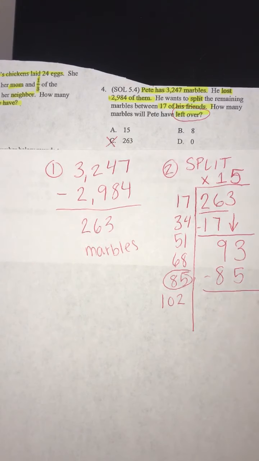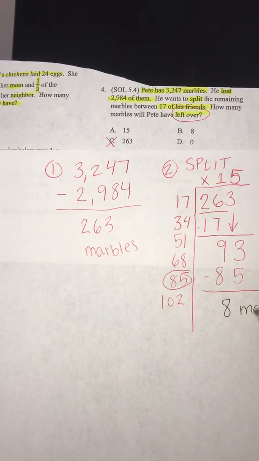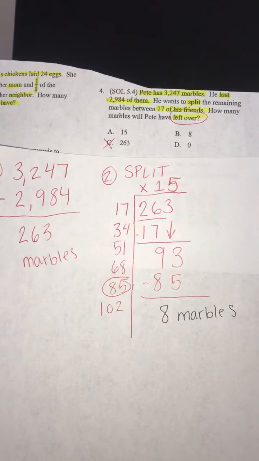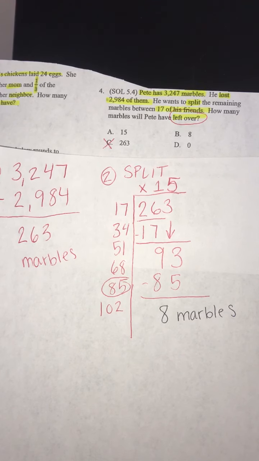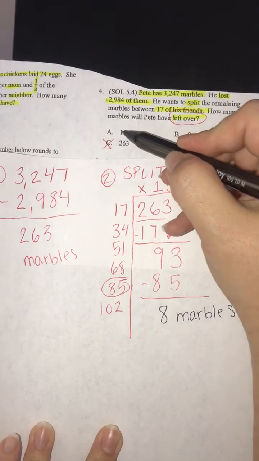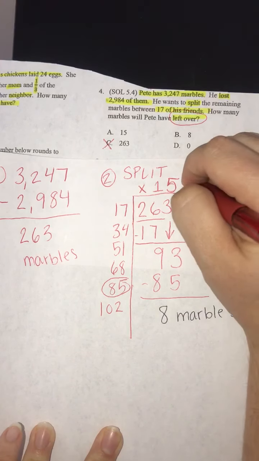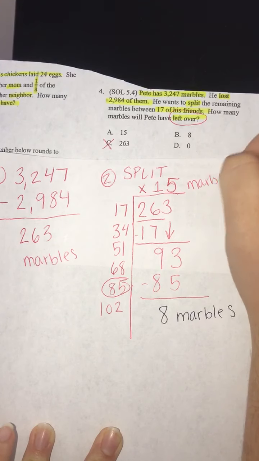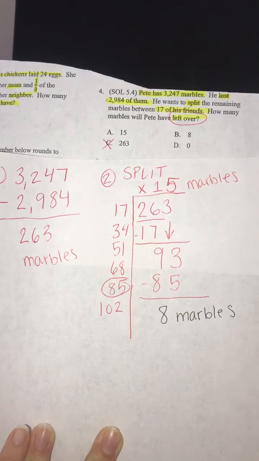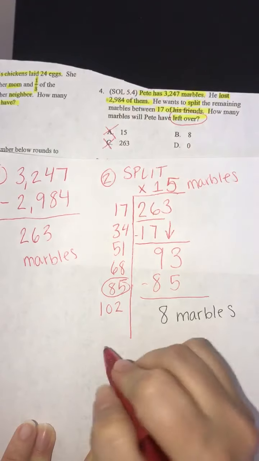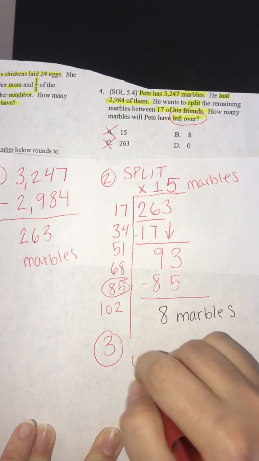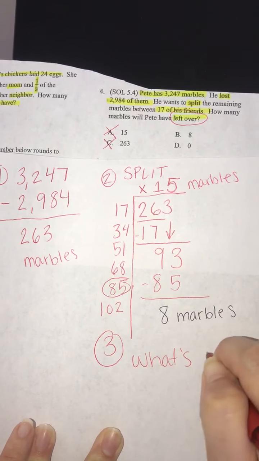How many did you have left over? Did you have 8? I did too. I love it. So again, look what an answer choice was. 15 was an answer choice because 15 marbles is what everybody's going to get. So that was step 2. But step 3 was what's the leftover.